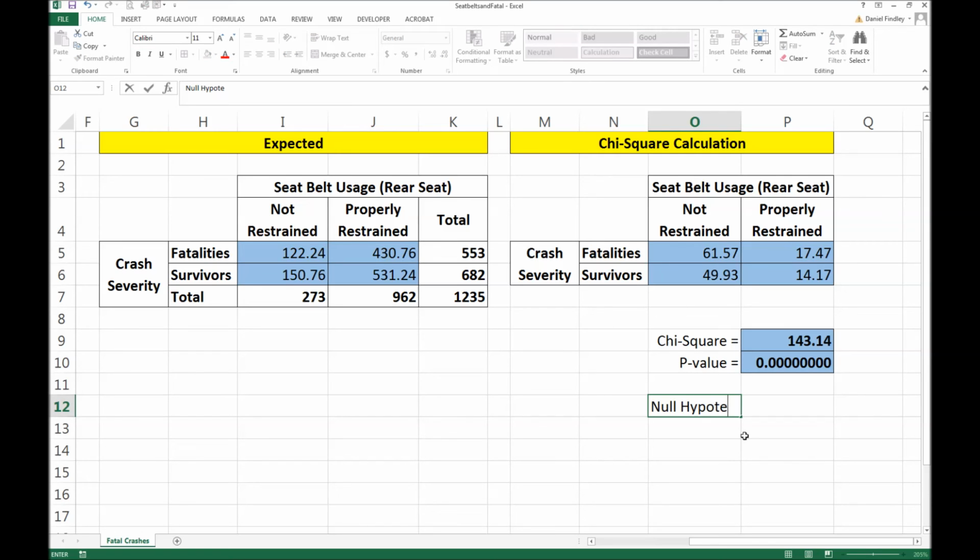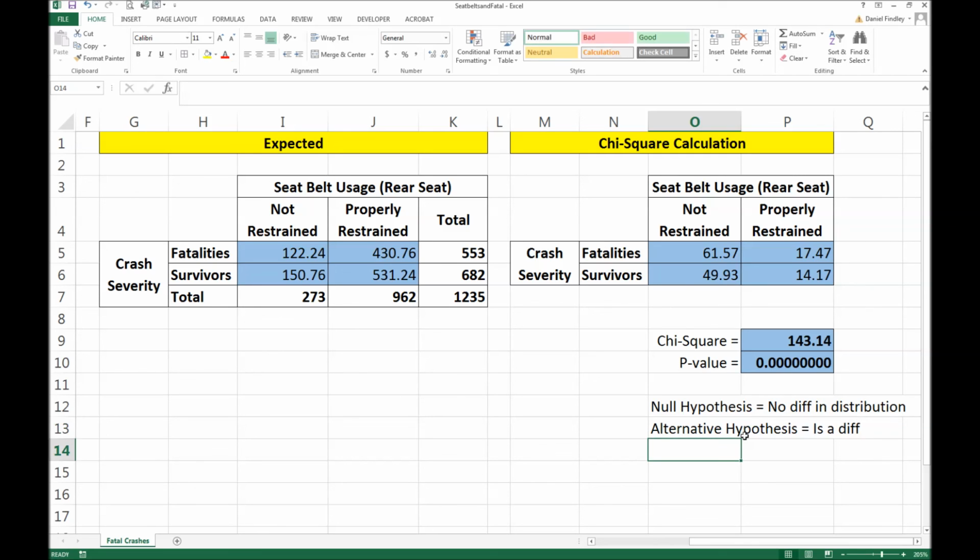Summarizing our null hypothesis, our null hypothesis is going to be that there's no difference in the distribution of fatalities and survivors with the two seatbelt treatments in the rear seat, those who are non-restrained and those who are properly restrained, compared to our alternative hypothesis that there is a difference.